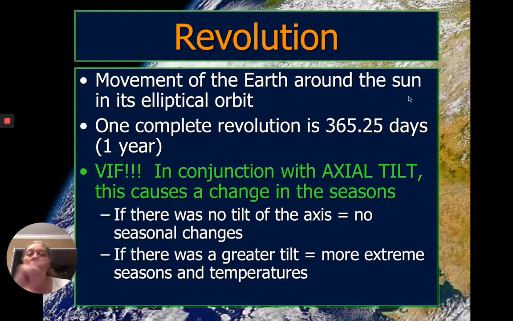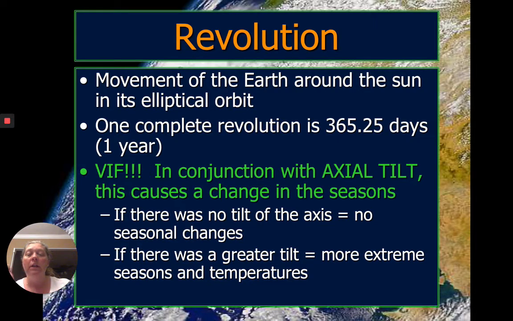So remember that the Earth revolves around the sun in an elliptical shaped orbit, and one complete revolution takes 365.25 Earth days, and that is considered to be 1 year. In conjunction with the axial tilt of the Earth, and we know that the tilt is always parallel to itself, this is what causes the change in seasons, and that's what we're going to get into today in detail.